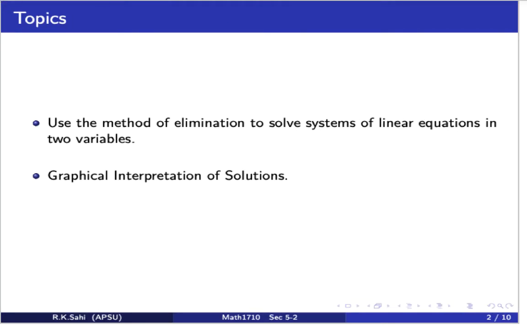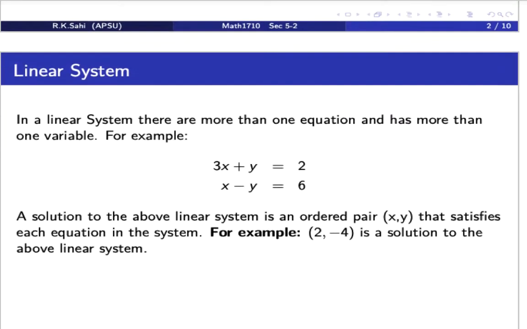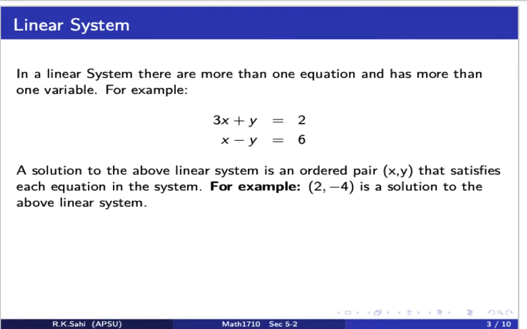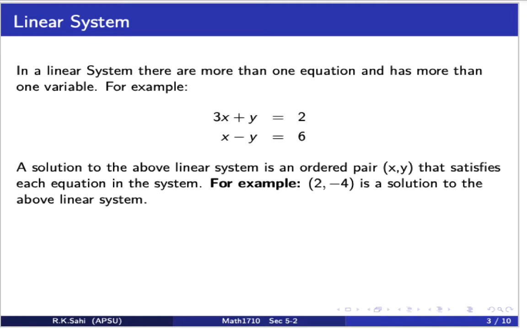I will show you how to use the elimination method. But before that, I'm just going to have a quick recap of what a linear system is and what we mean by having a solution. So remember, a linear system is one which has more than one equation and more than one variable. Not only that, but also every variable has coefficient 1.